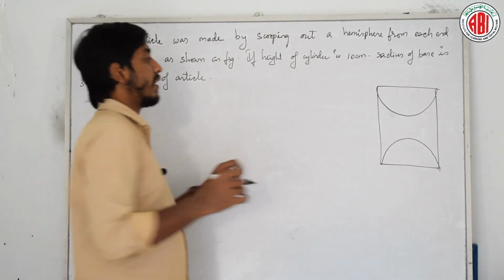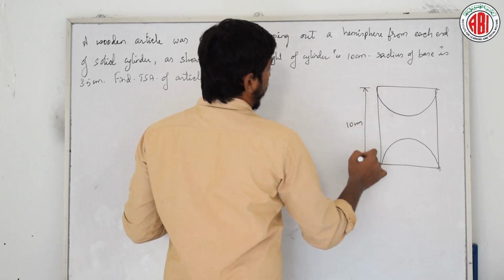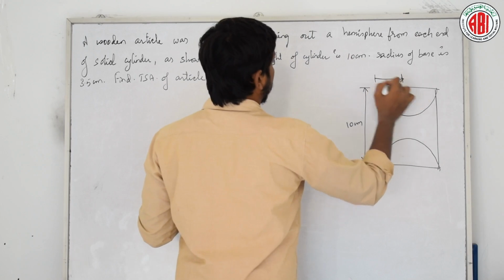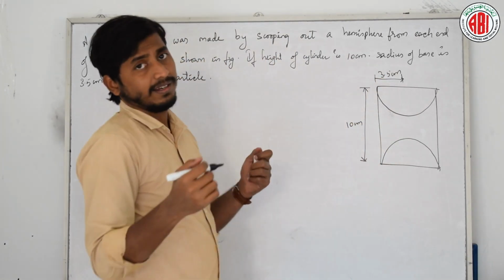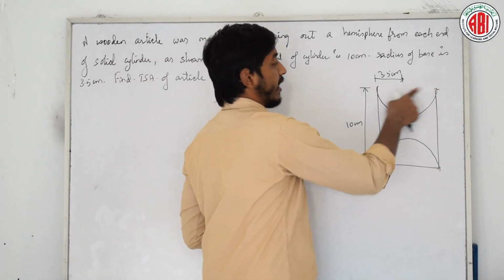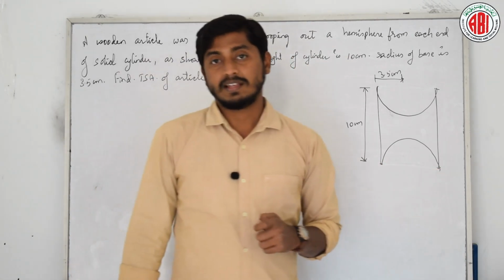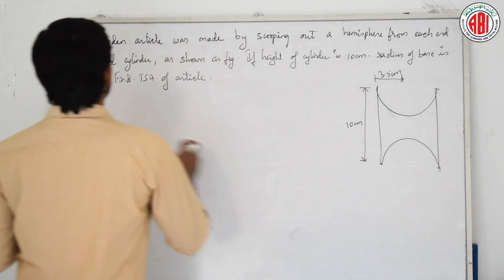If the height of the cylinder is 10 centimeter, and the radius of the base is 3.5 centimeter, he is asking us the TSA of the article. How do we find it? First we will find the CSA of the cylinder, and next we have to find the CSA of two hemispheres. Is it fine? Did you understand?